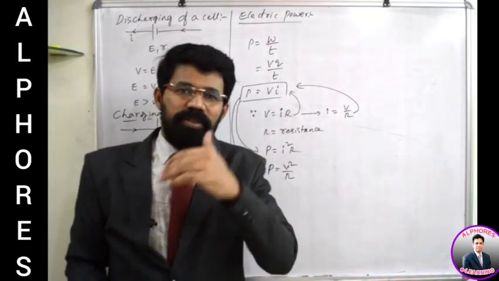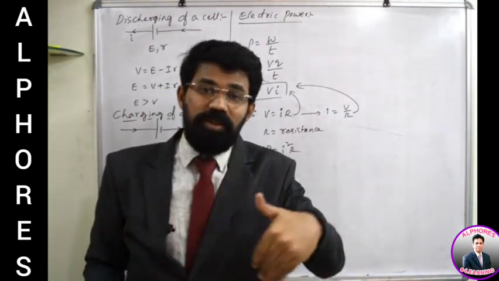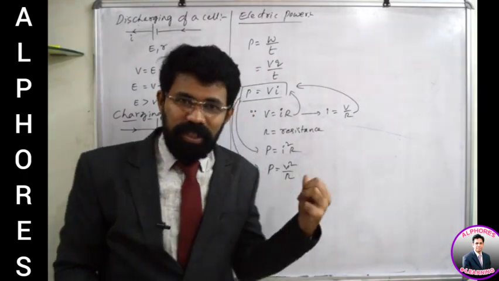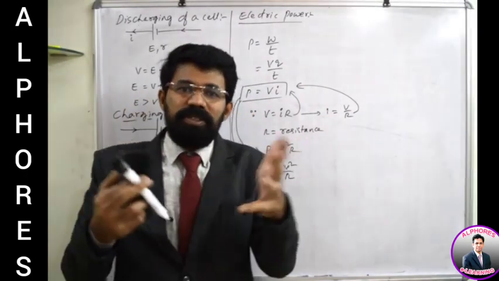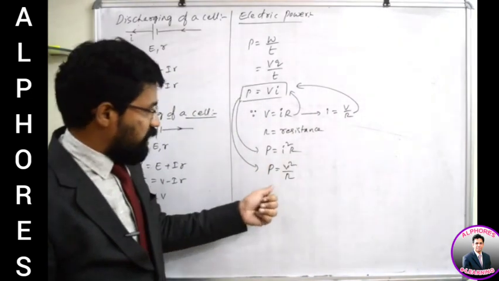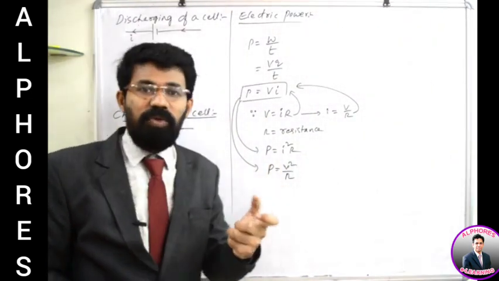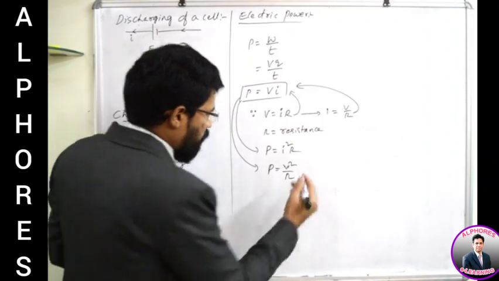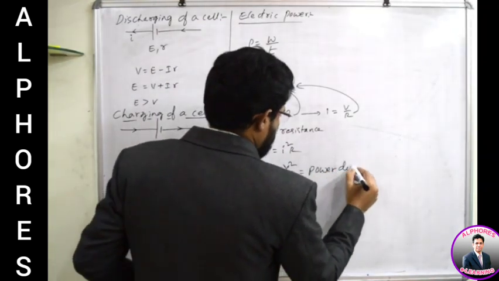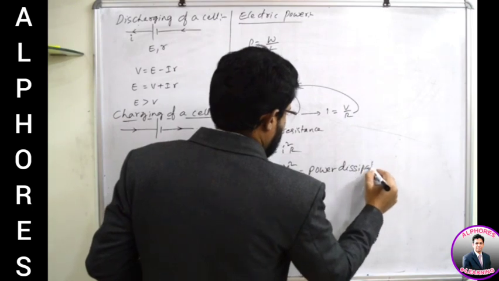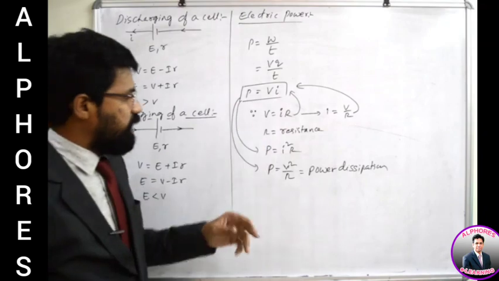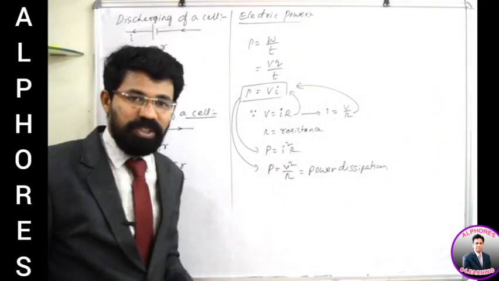We are maintaining a potential difference. That potential difference is doing work to push the charge ahead, isn't it? So whatever work is done here dissipates in the form of heat energy, and whatever power expression you have written here can be called power dissipation. And power dissipation can be expressed in these three different forms: P is equal to V into I, P is equal to I square R, P is equal to V square by R.